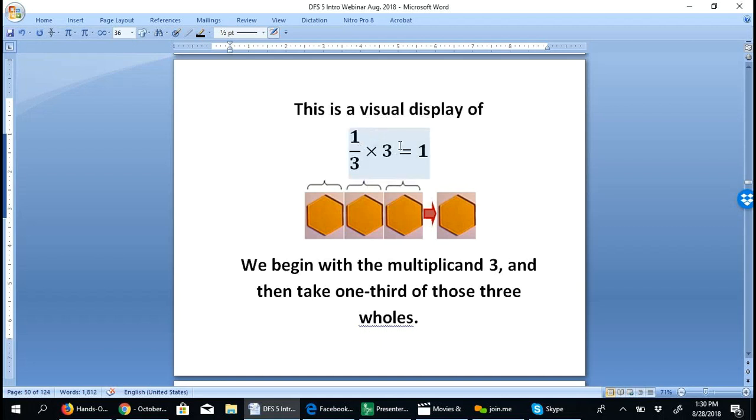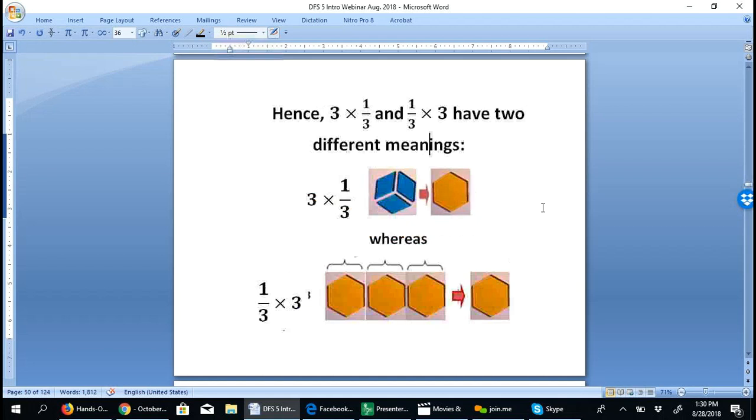Now, 1/3 times 3 means that 3 is the multiplicand. So now you have to begin with 3 wholes. You take 1/3 of them and you get 1. So notice that even though both results are the same, the meanings are different. This is the meaning of 3 times 1/3, and this is the meaning of 1/3 times 3.